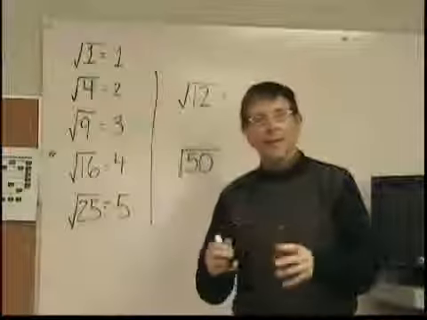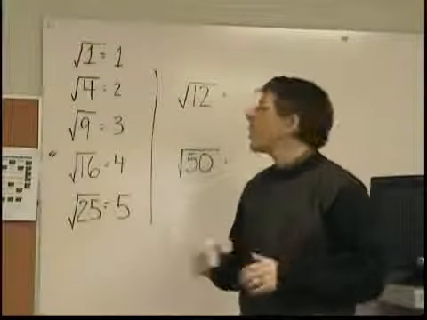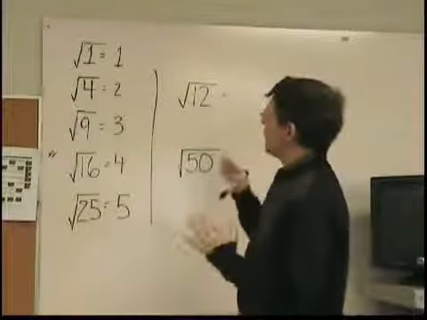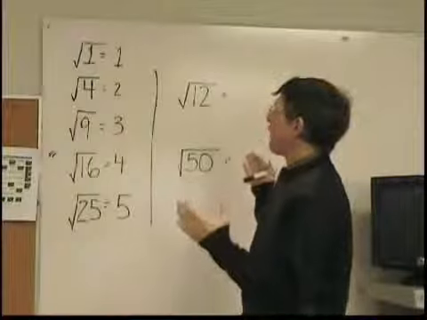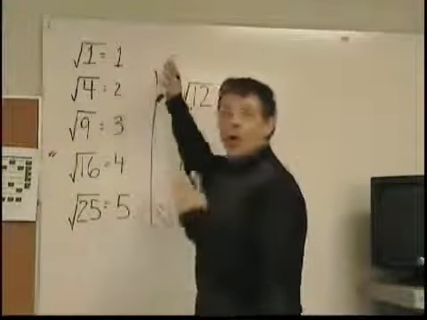Today, we're going to simplify radicals. Now, if you remember from the last lesson, we worked with perfect square numbers. A perfect square number is a number whose square root comes to a whole number.